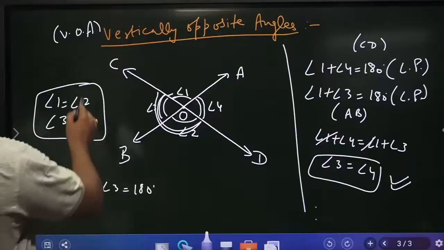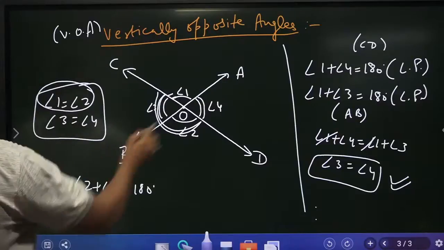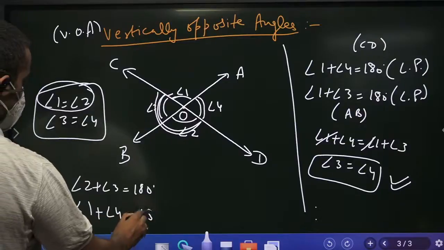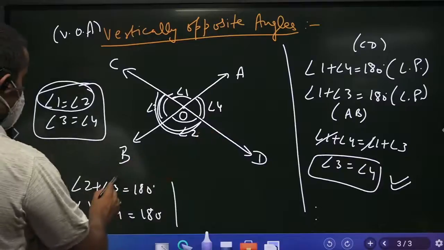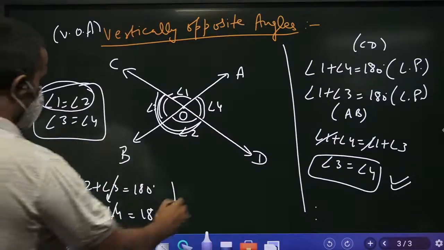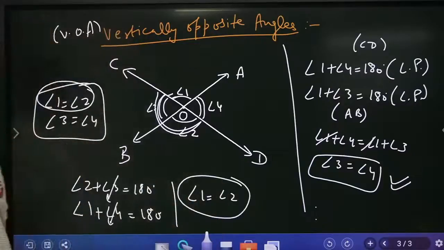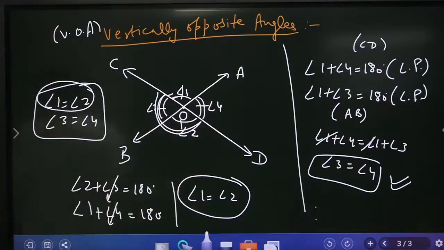Now we have to prove angle 1 is equal to angle 2. Similarly, I think you can prove it. As you know, on line CD, angle 1 plus angle 4 is 180, and angle 3 is equal to angle 4. So you are only left with angle 1 is equal to angle 2. These are vertically opposite angles. Angle 1 is equal to angle 2 and angle 3 is equal to angle 4. So I think you must be clear with this, students.